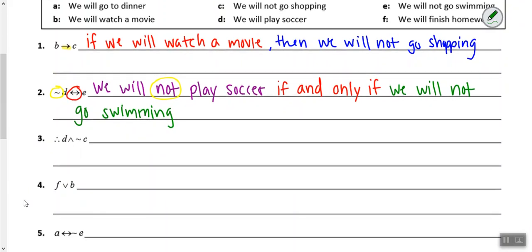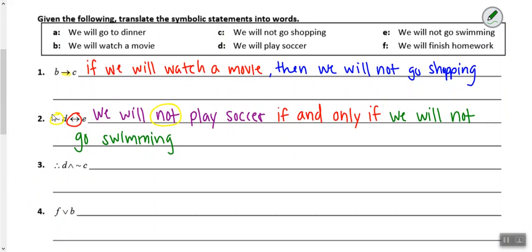And we'll do 3 and 4. So you can see one of each symbol. So we've done the arrow, the negate, the if and only if. Now I have my 3 dots. That means therefore. So therefore D is we will play soccer. So 3 dots, therefore we will play soccer.